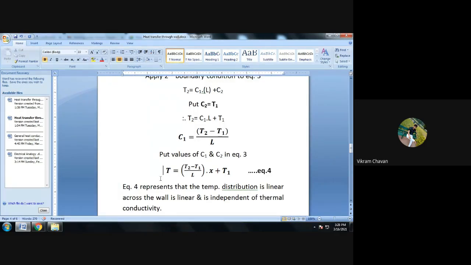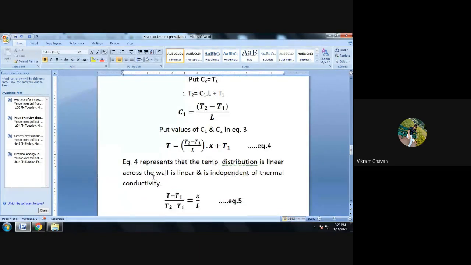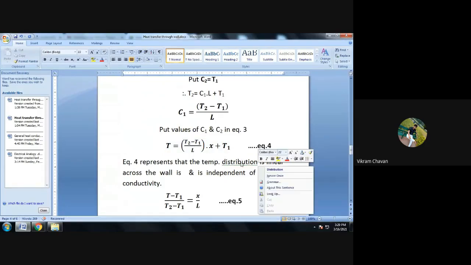So if you plot the graph of temperature change with respect to distance, we will get only a straight line. Equation 4 represents that the temperature distribution is linear across the wall and is independent of thermal conductivity. Is there any thermal conductivity term in this particular equation number 4? No, it is absent. So we can say that it is independent of thermal conductivity.